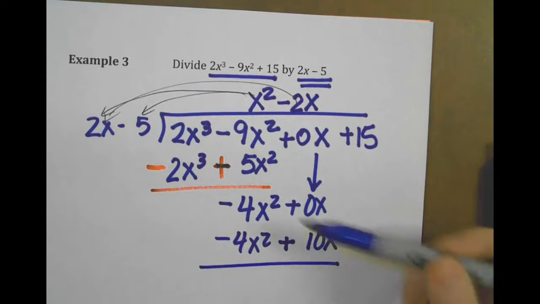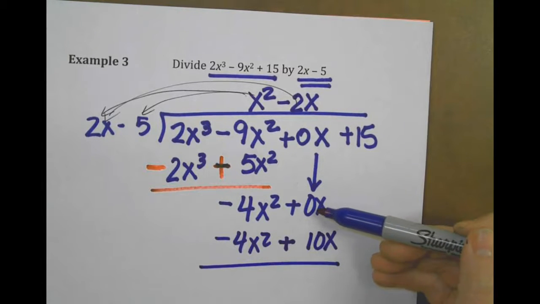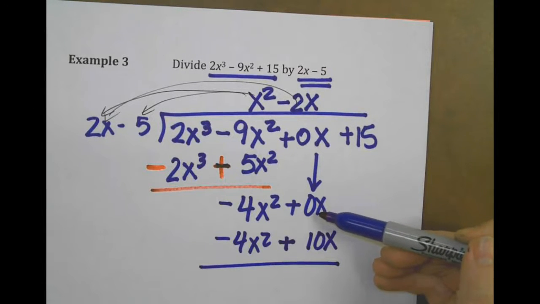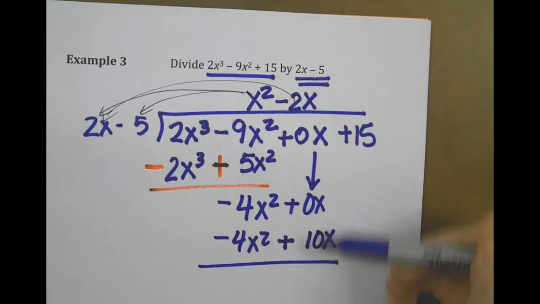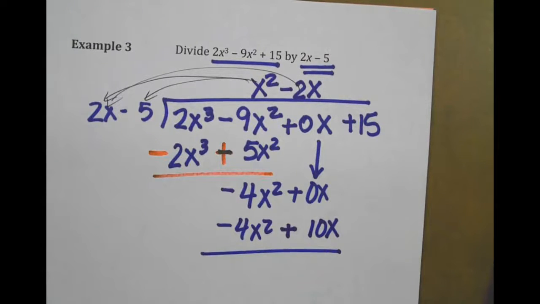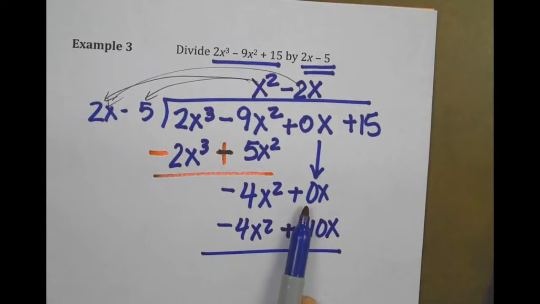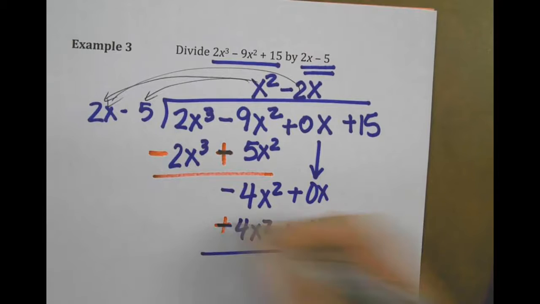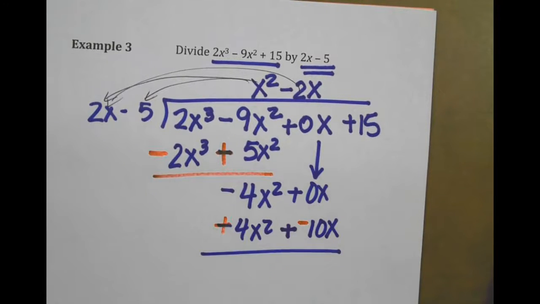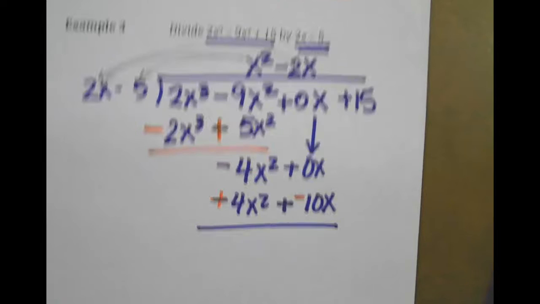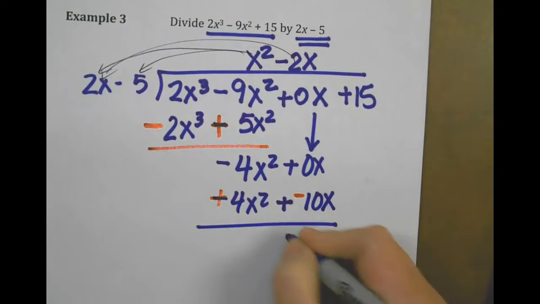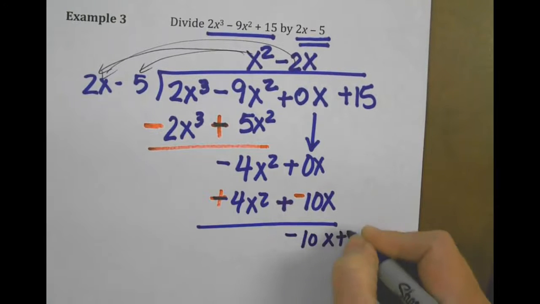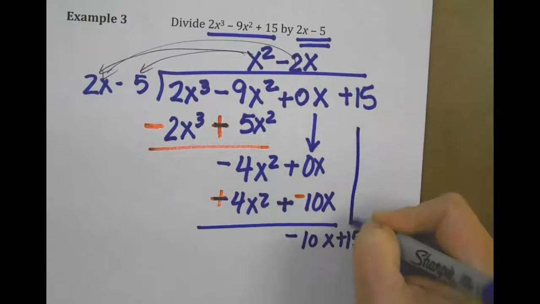That's why I have to have a 0 here, because I can't add that to a 15 that doesn't have an x. And so I have to have that placeholder so that my columns will add up correctly. I need to subtract. To subtract, you change the signs and add up the columns. And bring down the 15.